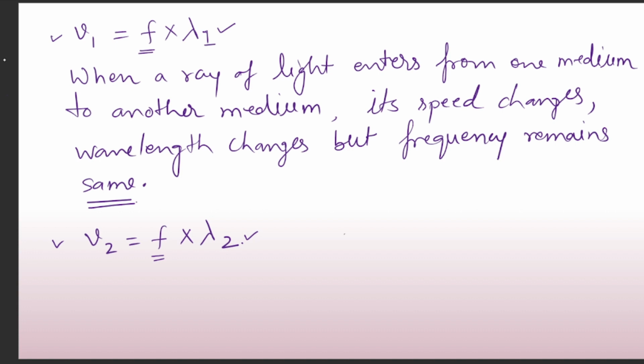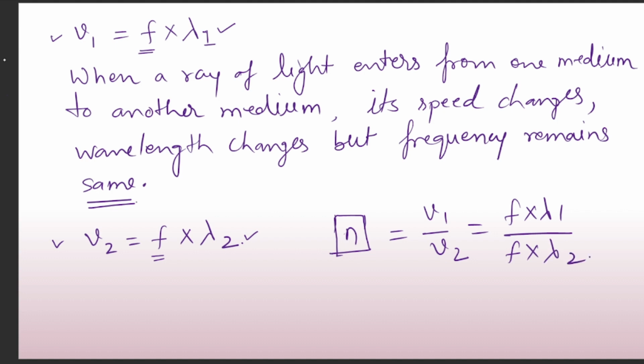Let us write the formula of refractive index once again. n is equal to, here n is refractive index, v1 by v2, and v1 is equal to f into lambda 1 and v2 is equal to f into lambda 2. So we have f lambda 1 by f lambda 2. Let us cancel f and f, and we get n is equal to lambda 1 by lambda 2. So this is one more formula to find the refractive index when light enters from one medium to another, using the values of wavelength.